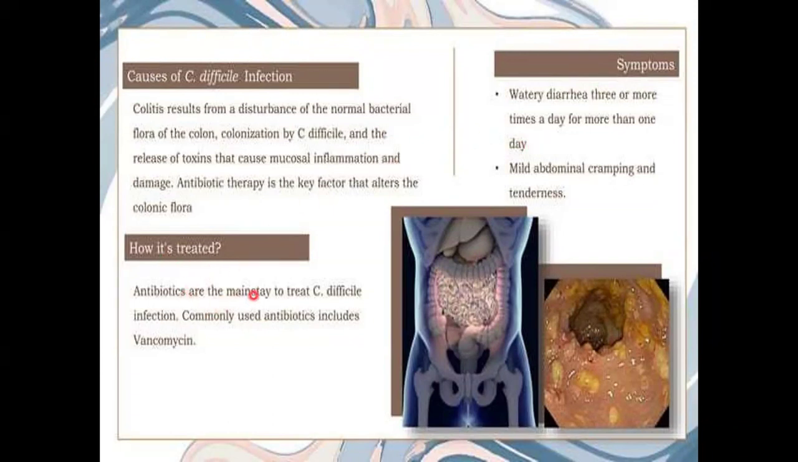Then how it's treated: antibiotics are the mainstay to treat C. difficile. Commonly used is vancomycin. We use oral vancomycin. As you're going to know in pharmacology, vancomycin is never given orally because it has very poor absorption. But in this case, we give it orally because we want the vancomycin to stay within your intestines so that it can work on this Clostridium difficile. That's why we give oral vancomycin. Otherwise, vancomycin is usually given via IV due to its poor absorption. Okay. We can also give metronidazole.